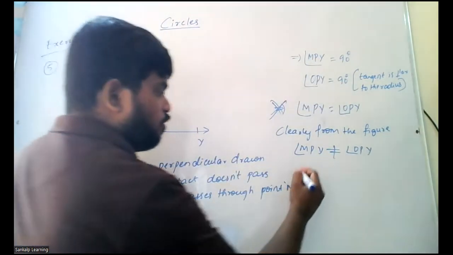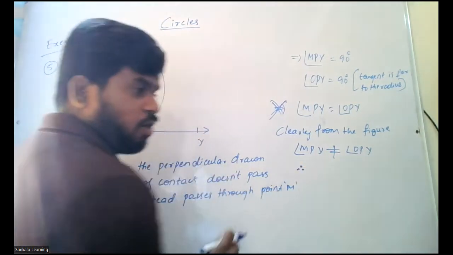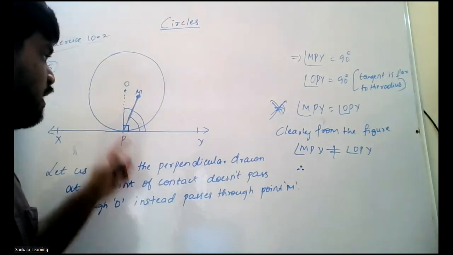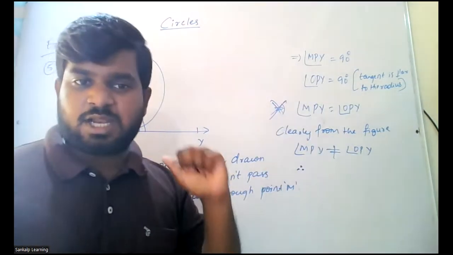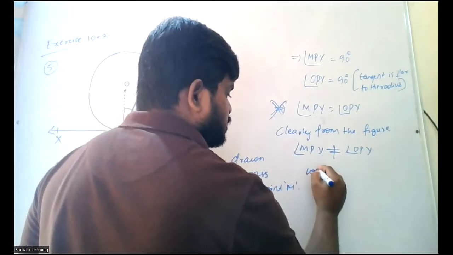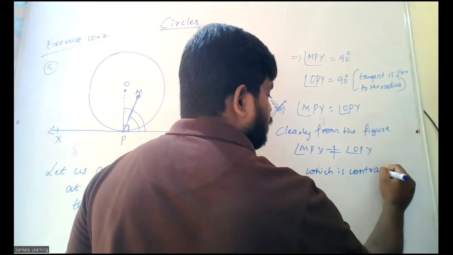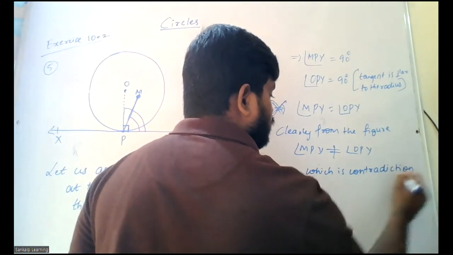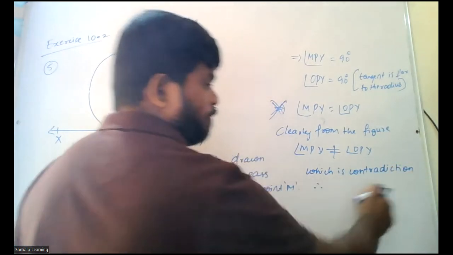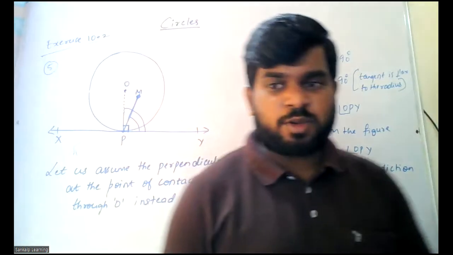Okay. Therefore, the perpendicular drawn at the point of contact passes through the center. That is the last thing that we have to write here, which is a contradiction. Therefore, the perpendicular drawn passes through the center of the circle. Very simple. There is nothing to get confused, students.